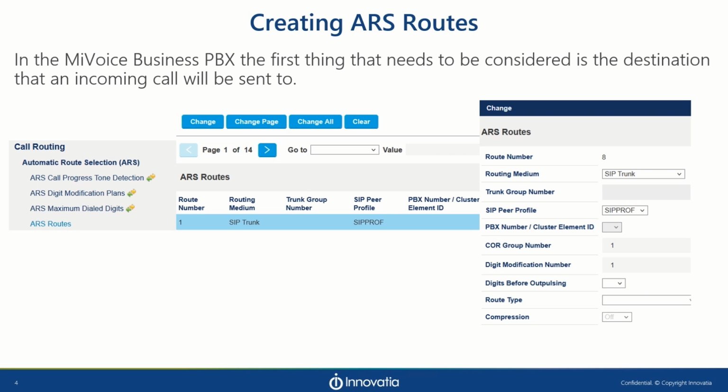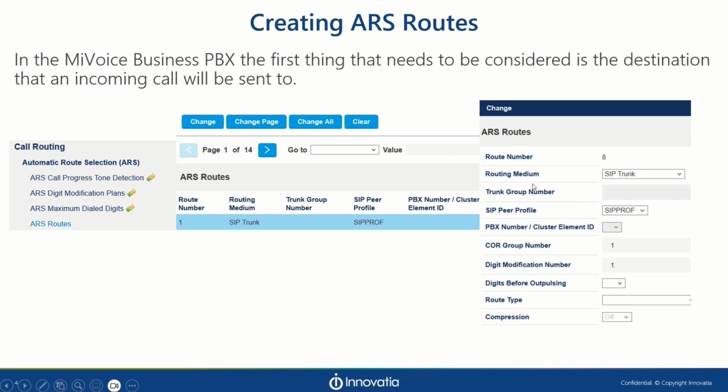So when we look at the ARS route form, again, the furthest right screenshot, you're going to see this interface by going into your embedded server manager on the MiVoice Business, expanding the call routing section, and then selecting ARS routes. Once that page is opened up, you will select from the list the particular route number that you want to configure, and that will bring you to the form that we're looking at here.